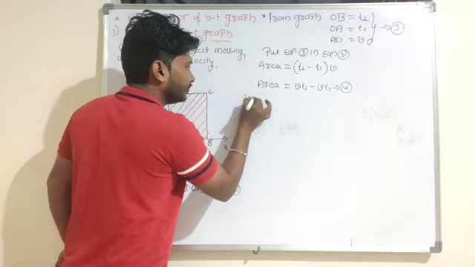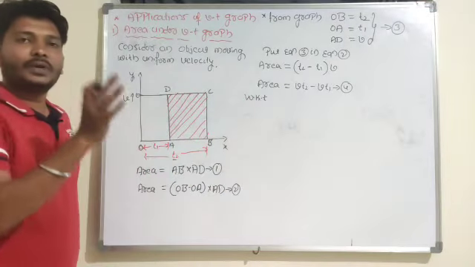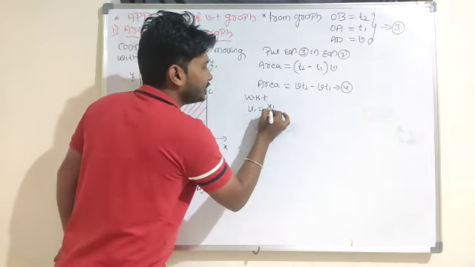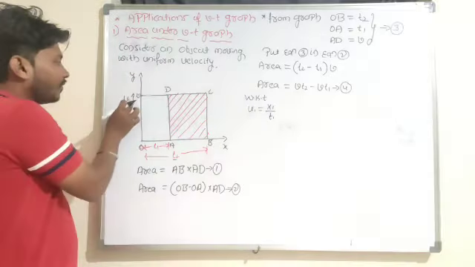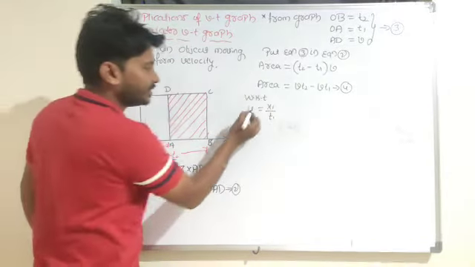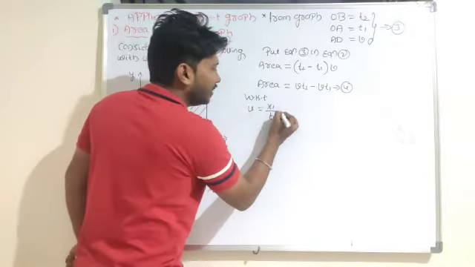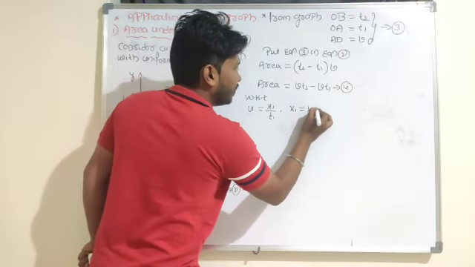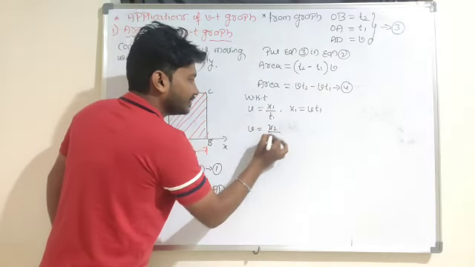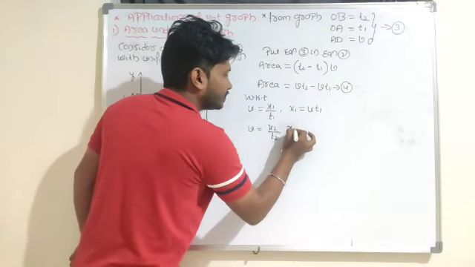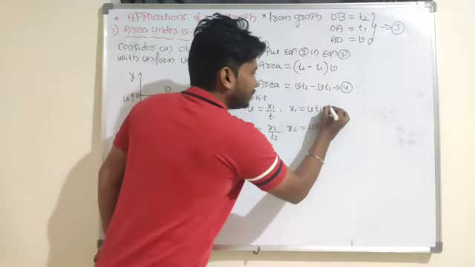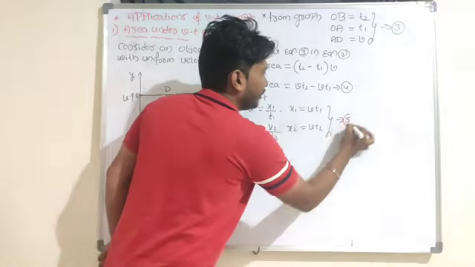We know that velocity is nothing but displacement by time taken. Here what kind of velocity is there? Uniform velocity, so velocity will not change here. V is equal to X1 by T1, so X1 is equal to V into T1. Similarly, V is equal to X2 divided by T2, so X2 is equal to V into T2. So these two equations I will take as 5.